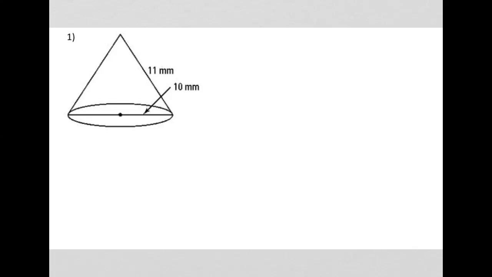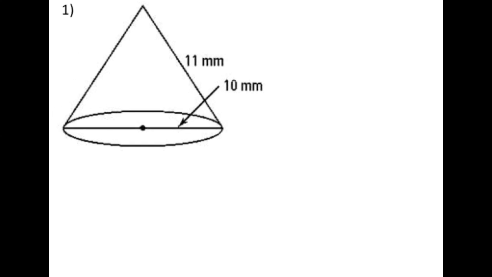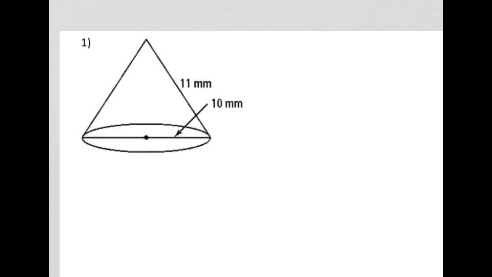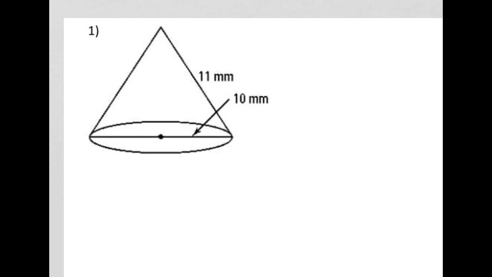What up, geometers? Unit 11, surface area and volume, study guide problem number 1, finding the surface area and the volume of this cone. So, a couple of things we need to do. First off, we need to figure out what the height of this cone is. So picture this triangle right there.